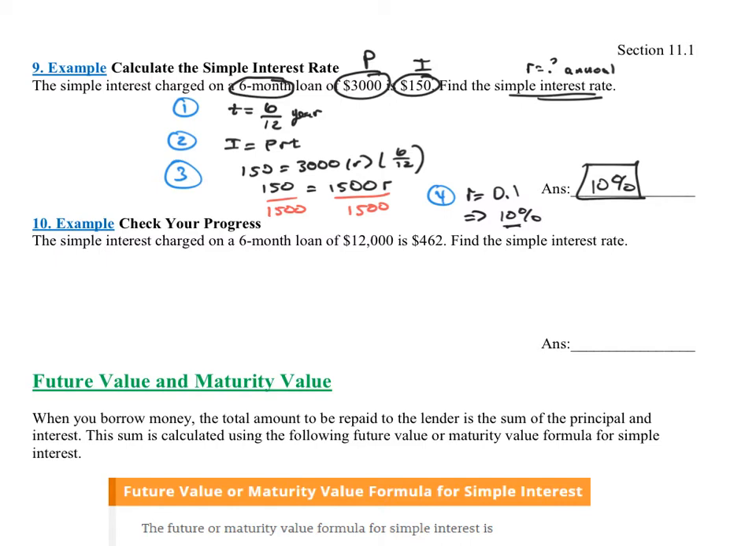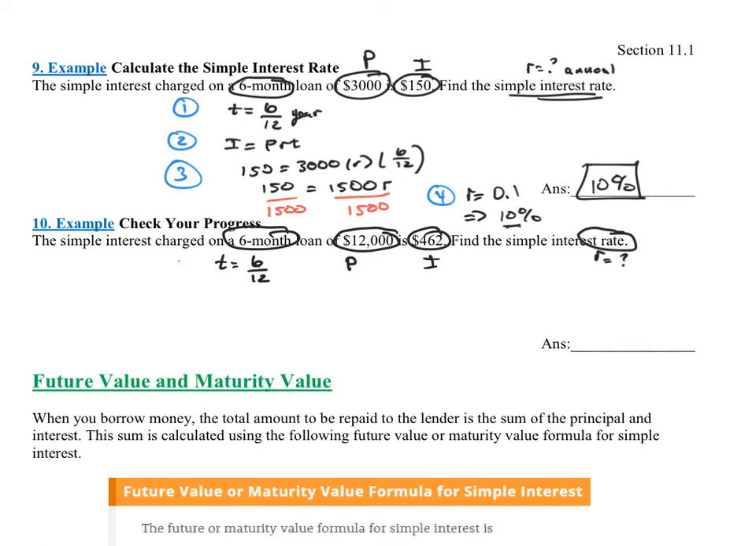Let's look at example 10. It says the simple interest charged on a 6-month loan of $12,000 is $462. Find the simple interest rate. So again, they want the rate, R, and we have to assume that is annual. T is 6 months here, but we have to make this annual because R and T have to match. So I'm going to say T is 6/12 because 6 months is 6/12 of a year. The $12,000 is our initial investment, and the $462 is the dollar amount of interest.